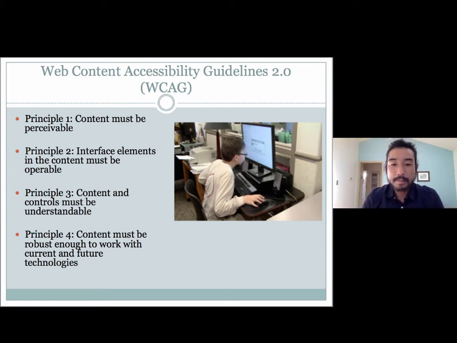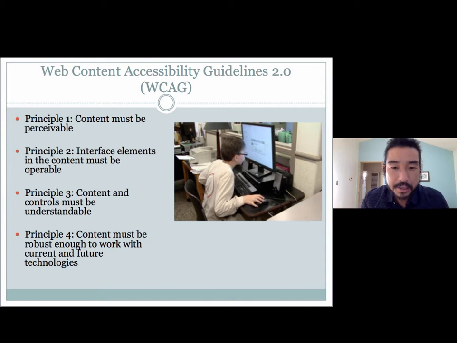Perceivable also means that the foreground color and background color have enough contrast. So for people who have color blindness, which affects men, I think 1 in 10 or 1 in 5 men have color blindness. Red-green color blindness is a common one. Oftentimes, they can't tell the difference between these two colors, but they could tell the difference if you bring it down to a grayscale, meaning black and white image. Is that contrast enough to make those letters pop out? And that is something to think about in principle number one, content must be perceivable.